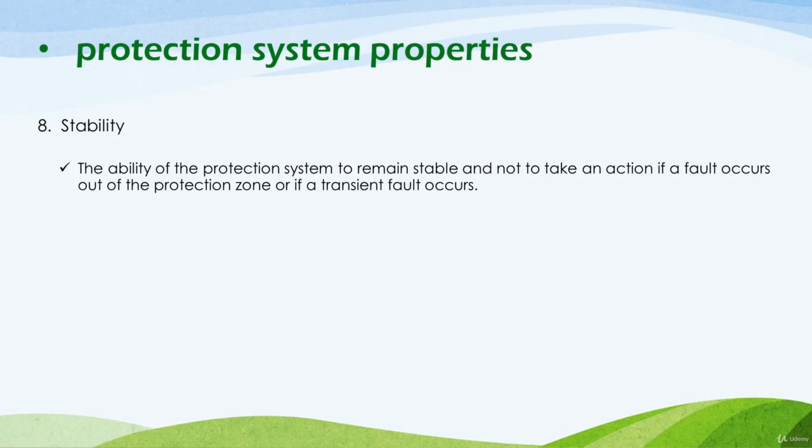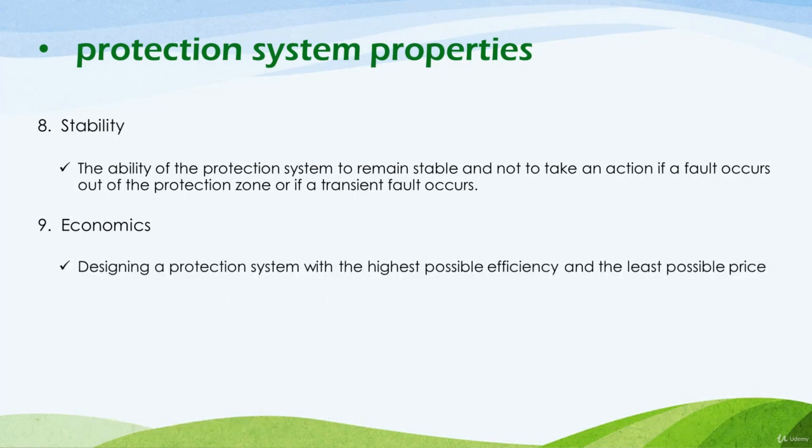And also the ninth property of the protection system is related to the economics, as we need the protection system to be as efficient as possible, and at the same time it costs us as little money as possible, or has the least possible price. So that's for the economics.